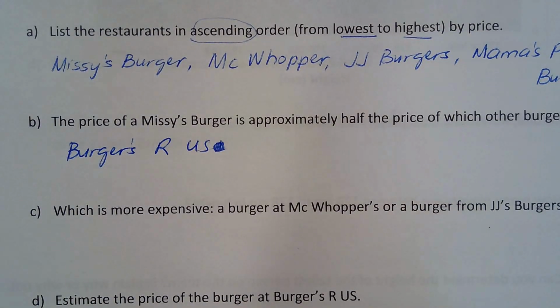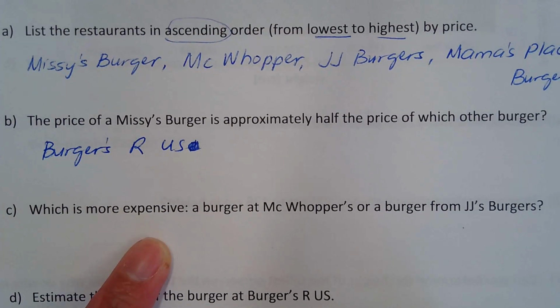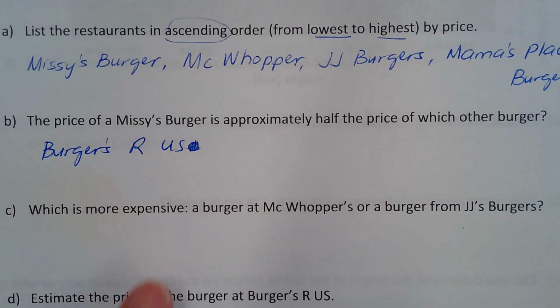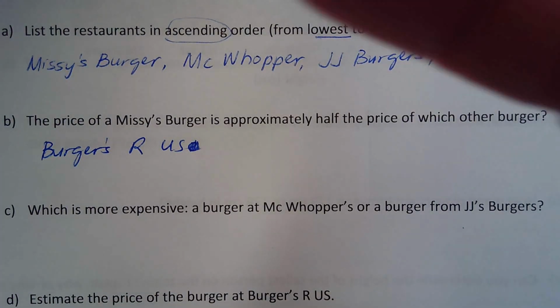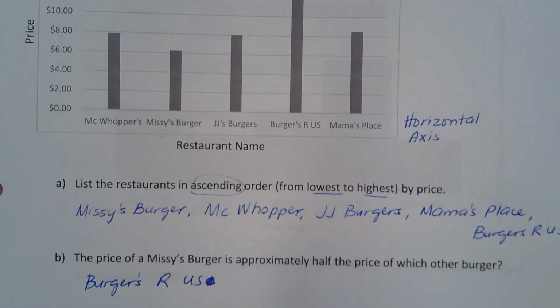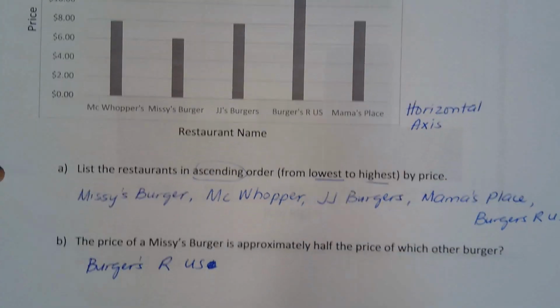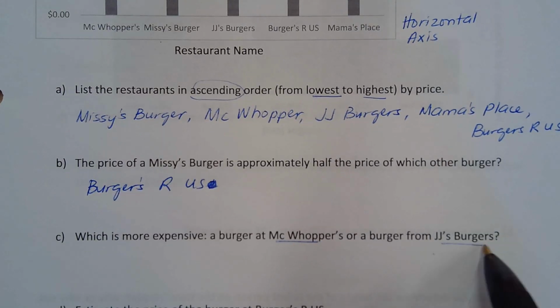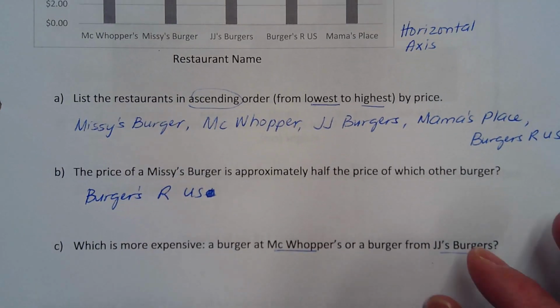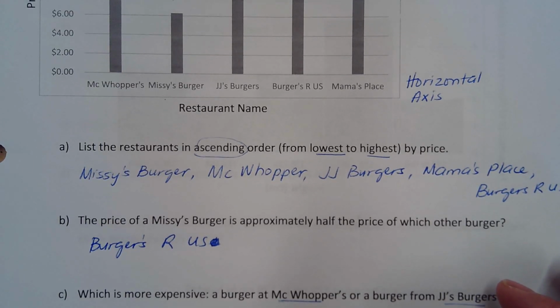Letter C. Which is more expensive, burger at McWhoppers or burger at JJ's? JJ's. How do you know? Because it's 25 cents more. Because in between $6 and $8 is a $2 difference, but it's slightly over a little bit. Then it's about 35 cents.